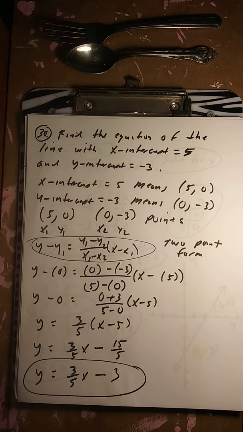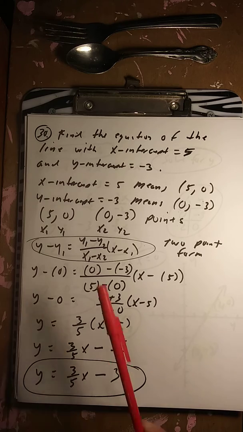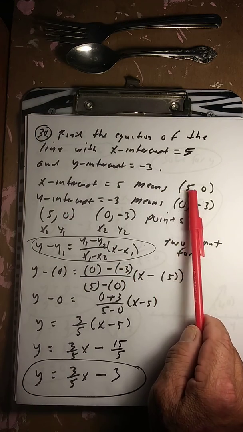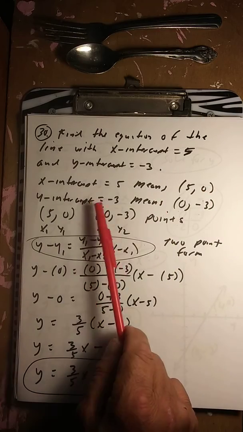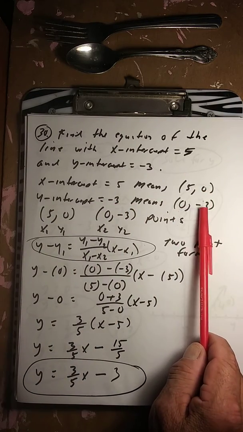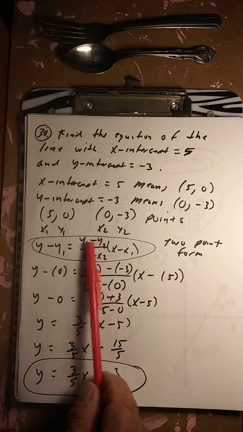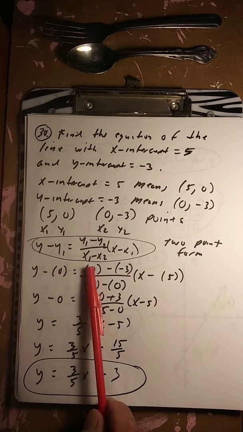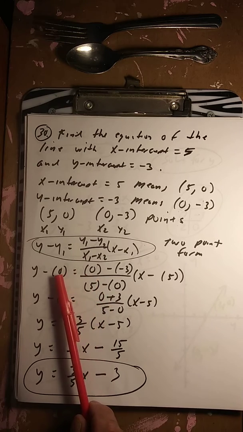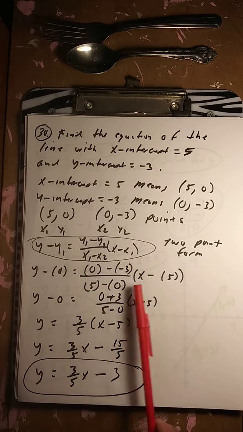Find the equation of the line where the x-intercept is 5 and the y-intercept is negative 3. An x-intercept of 5 means you have 5 comma 0 in there. A y-intercept of negative 3 means you have 0 and negative 3 in there. So there's an x1, y1, x2, y2. Put it in the 2-point formula. Again, put the numbers in there for y1, y2, x1, x2, and x1.